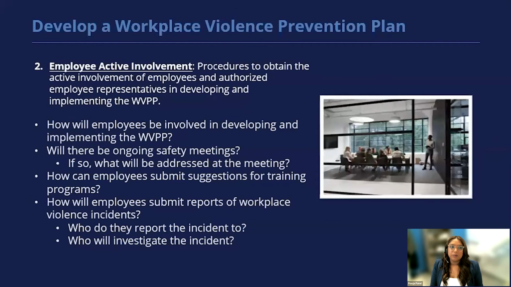The second element is that your employees need to have an active involvement in your plan. So what procedures are you going to put in place to ensure that there's active involvement in developing and implementing this plan? So will you have ongoing safety meetings? What's going to be addressed at these meetings? How can employees submit suggestions for training? And how will employees submit reports of workplace violence incidents, including who they report it to, who will handle the investigation?